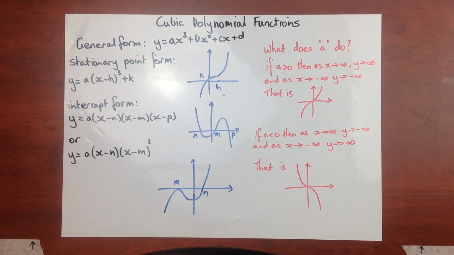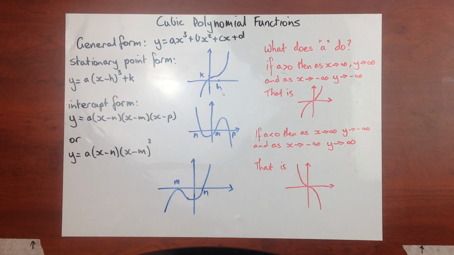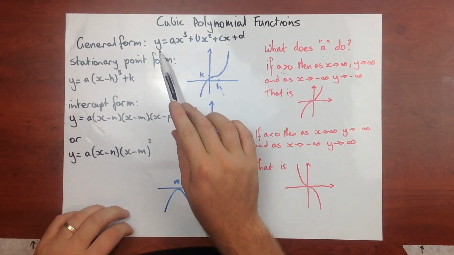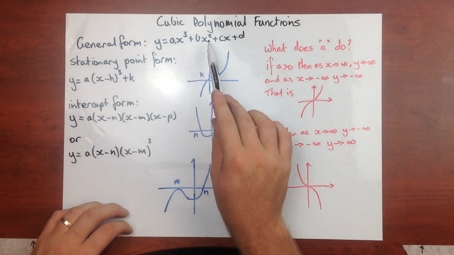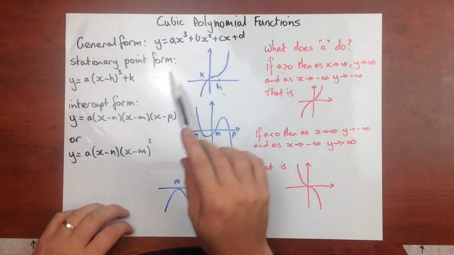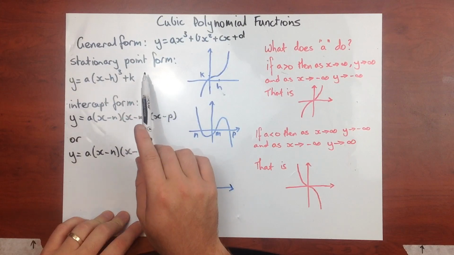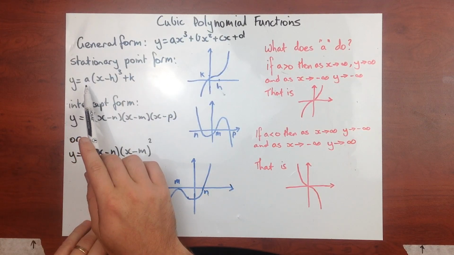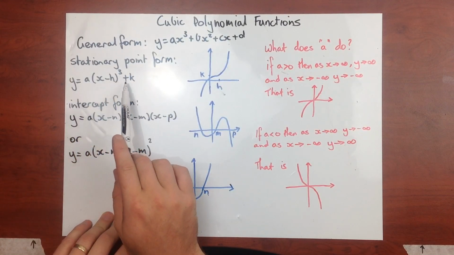In this tutorial we're going to have a look at cubic polynomial functions. We've got a few different forms here, like our quadratics. We've got our general form, which is y equals ax cubed plus bx squared plus cx plus d. We have stationary point form, which is y equals a outside of x take h cubed plus k.